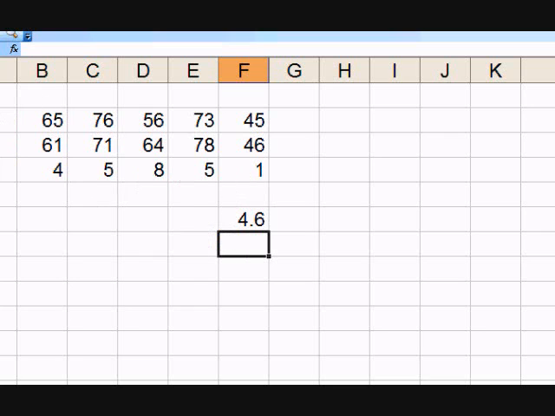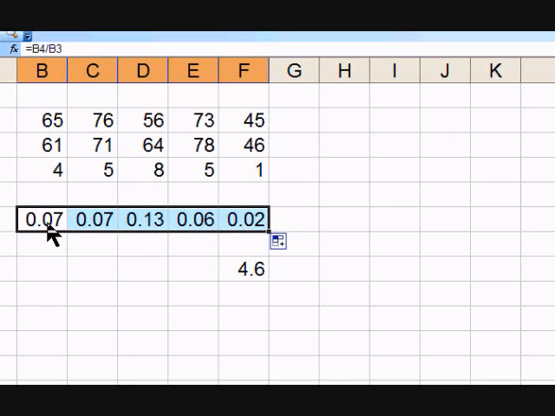However, mean absolute percent error is a slightly different concept. This will allow us to compare this forecast with others. To calculate MAPE, we're going to take our deviation divided by our actual, which will give us our percentage. So let's take our error here, divide that by our actual, and we come up with 7%, 0.07. We're going to copy that out. We were off by 7% there. 7%, 13, 6, and 2.